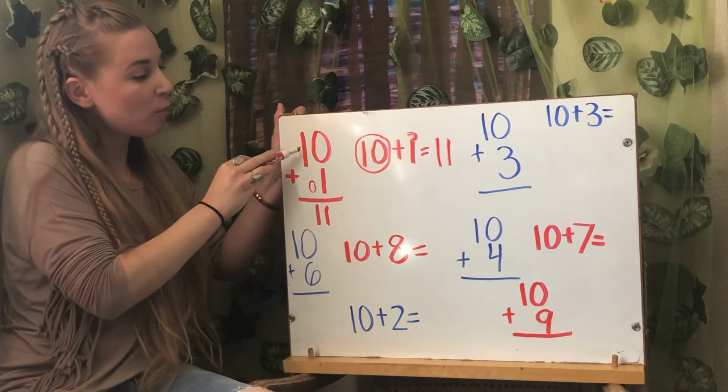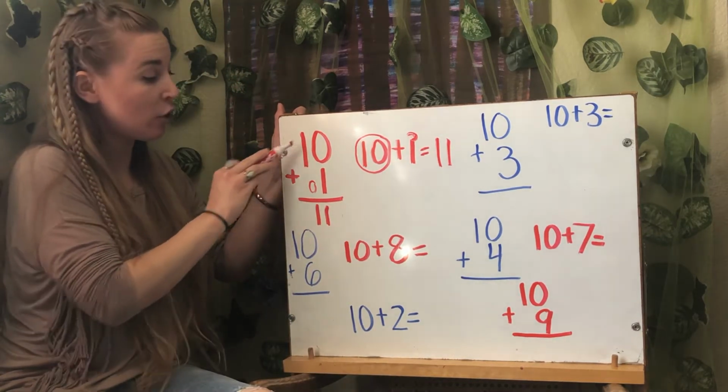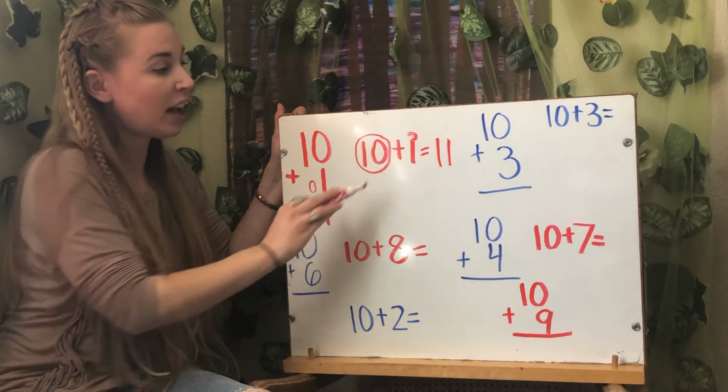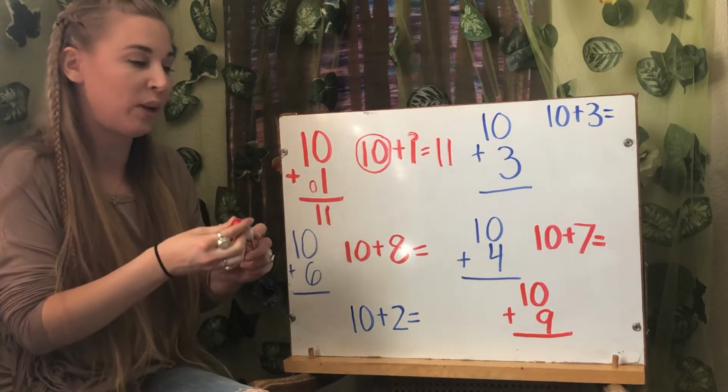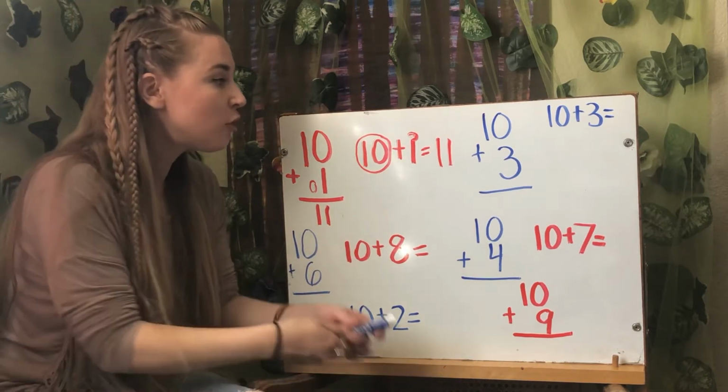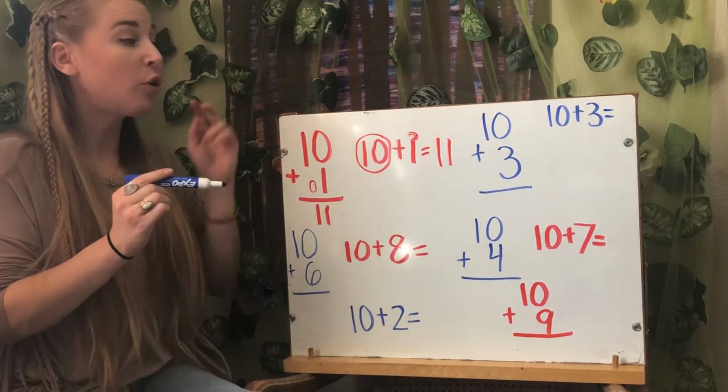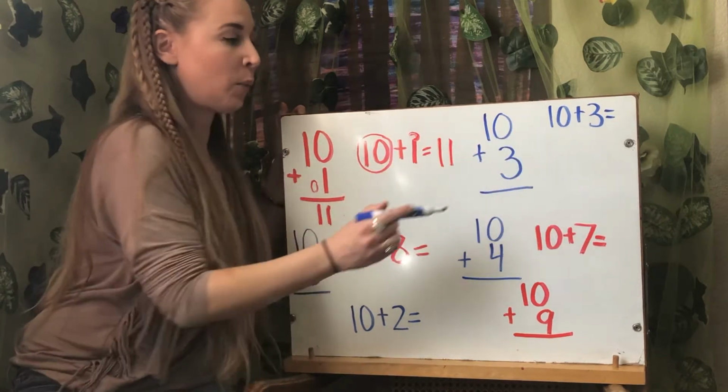So do you see that no matter which way you solve it, whether you stack it or do it side by side, you're still going to get the same answer. So 10 plus 1 is always going to equal 11. Now let's try to use a couple different ways to solve 10 plus 3 now.